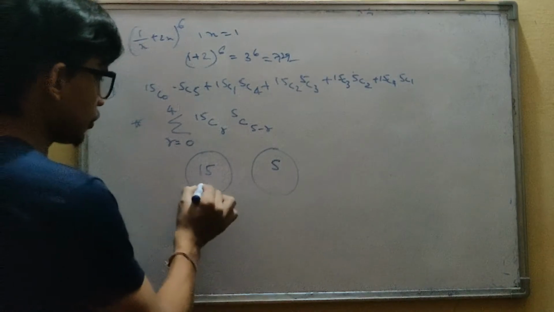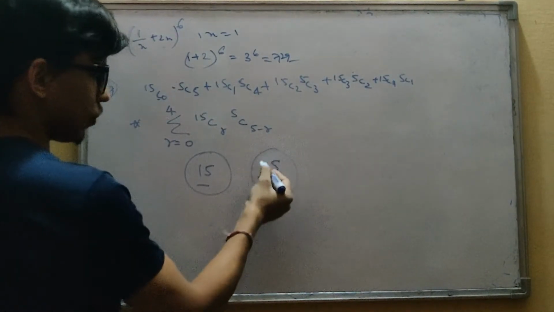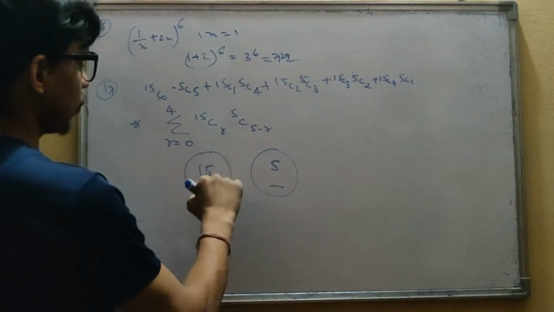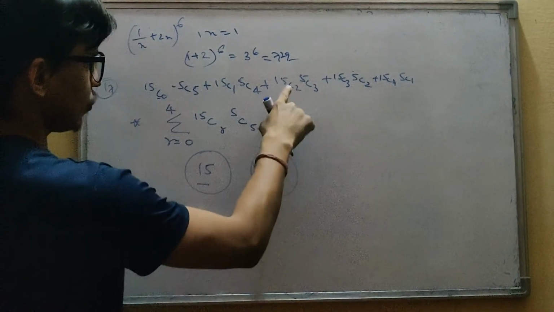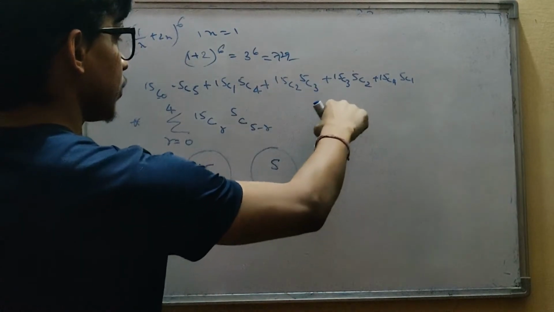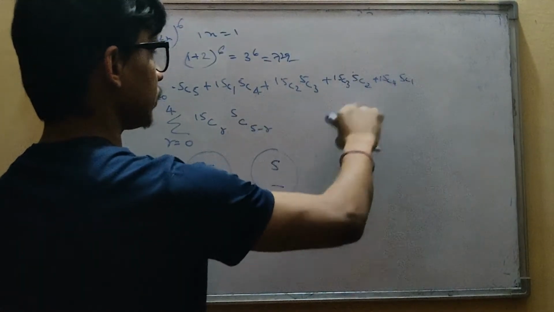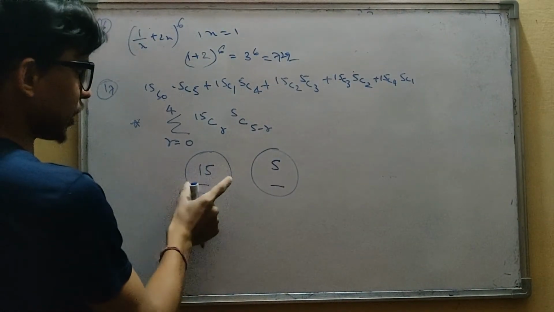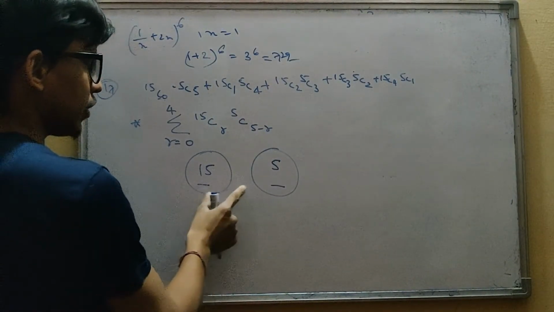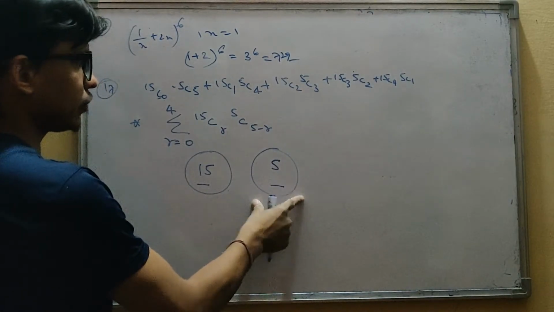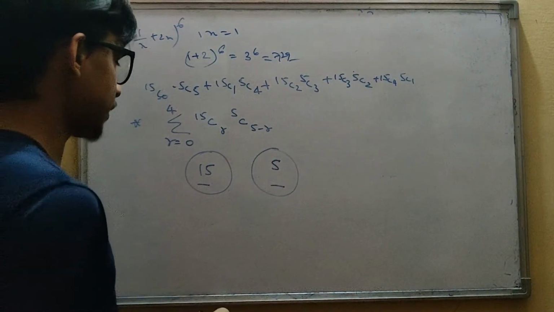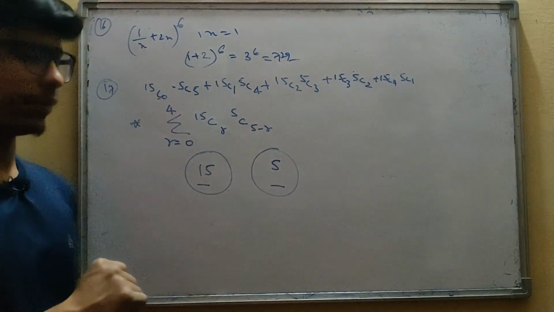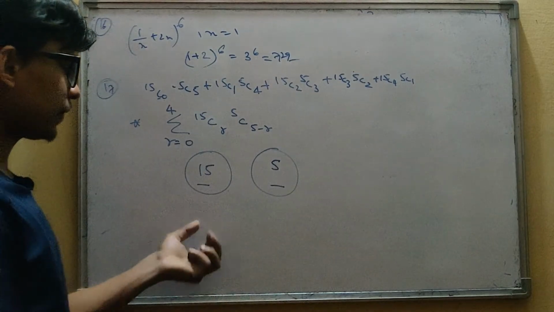So what is the total possibility? You can have 0 elements from this group and all 5 from here, right? Or you can have 1 element from here and 4 from here, 2 from here and 3 from here, 3 from here and 2, 4 and 1. Just one thing is missing. It is possible that you can get 5 from here and nothing from here, right? It is generally a question from permutation and combination. So you have to select 5 objects.